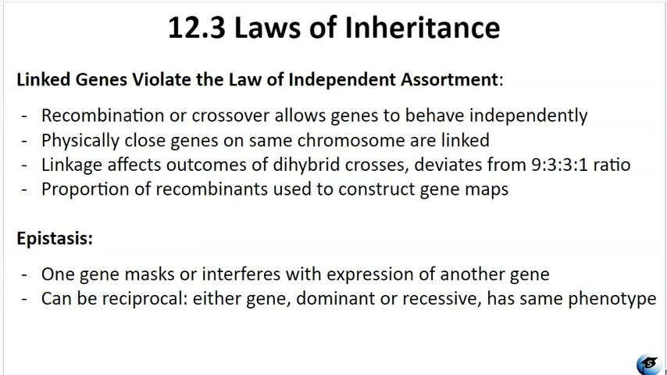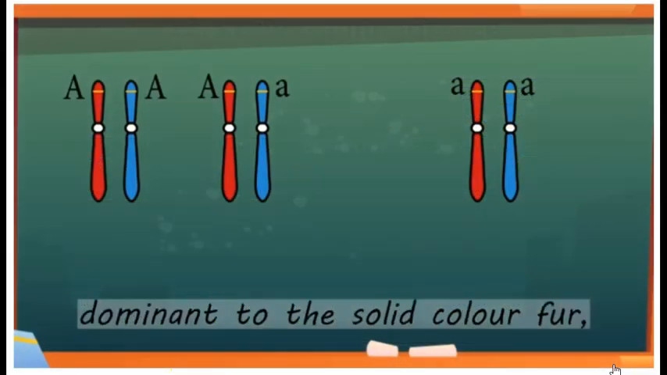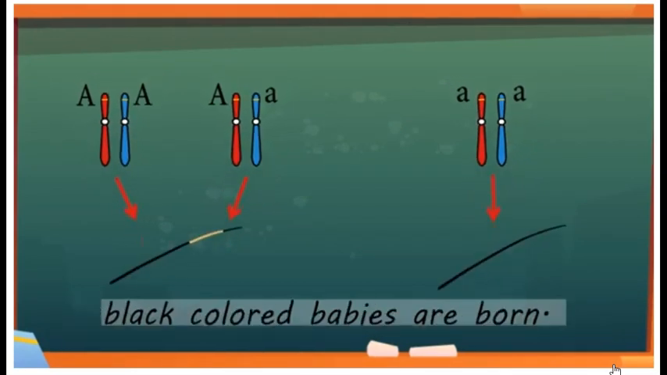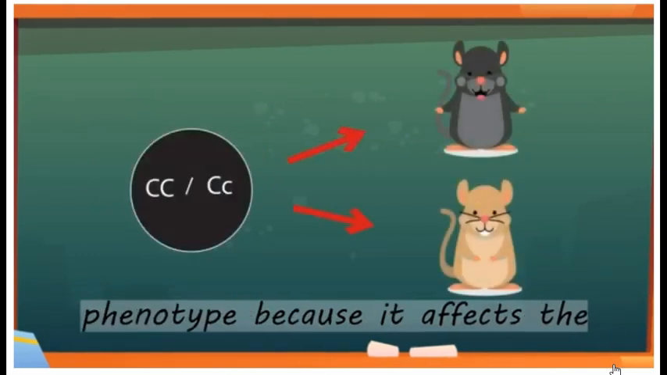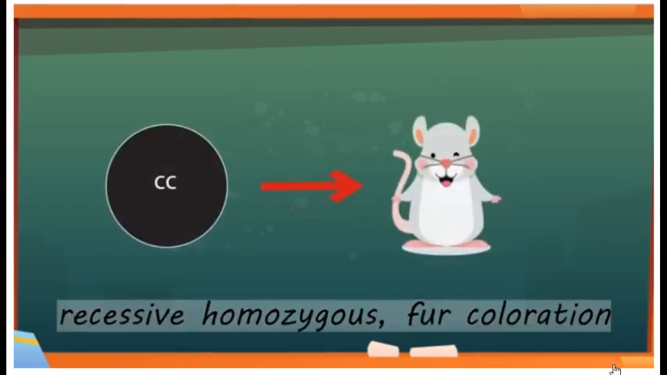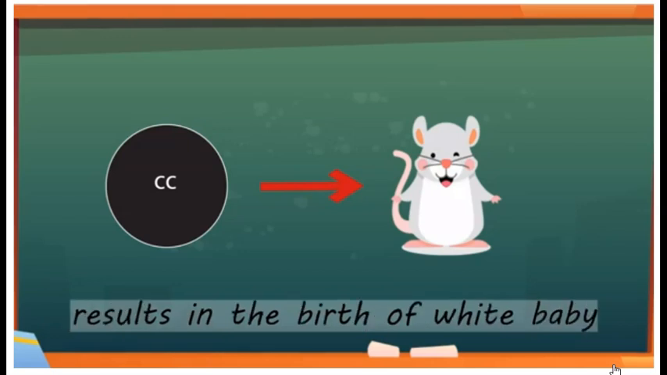So, for example, the presence of a separate gene is necessary for pigment production in mice, and the lack of this gene results in albinism, regardless of the allele of the coat color gene. The wild-type color agouti is dominant to the solid color black. That is why both agouti and black-colored babies are born. However, the gene C also affects the phenotype because it affects the pigment production. If the gene is recessive homozygous, fur coloration pigments are not produced. This results in the birth of white baby mice.